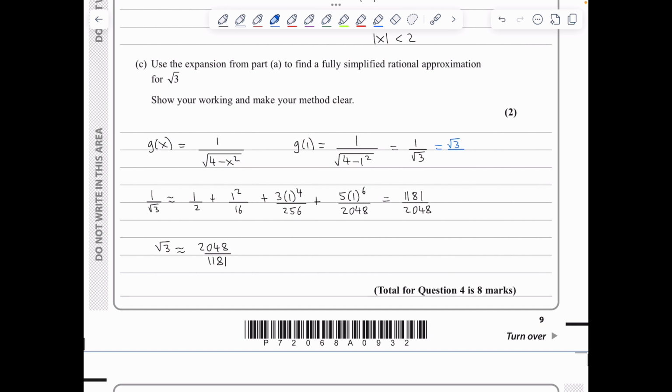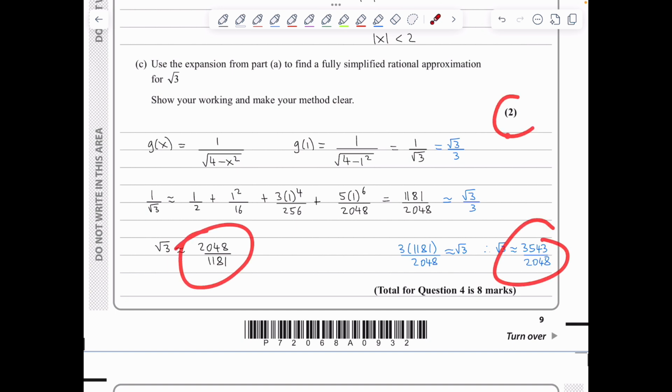Now, alternatively, someone could have proceeded from 1 over root 3, rationalize the denominator to arrive at root 3 over 3, which means what we have obtained here as 1181 over 2048 is also an approximation for root 3 over 3. So if I cross multiply, we get that 3 times 1181 over 2048 is approximately the root 3, which concludes that root 3 is approximately 3543 over 2048. Both of these answers are acceptable for full marks.